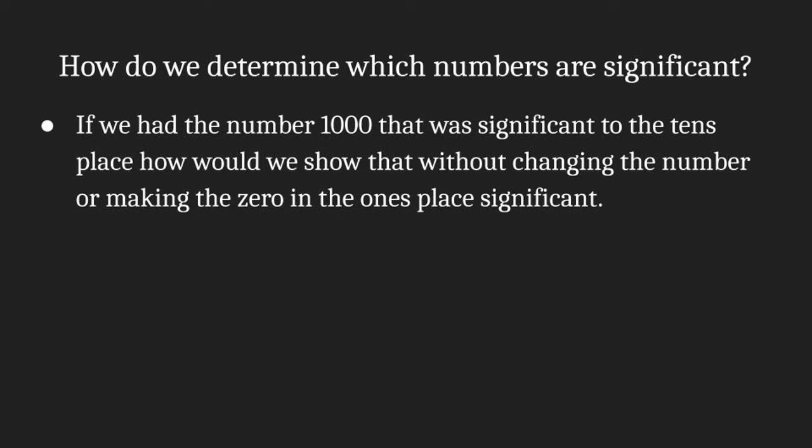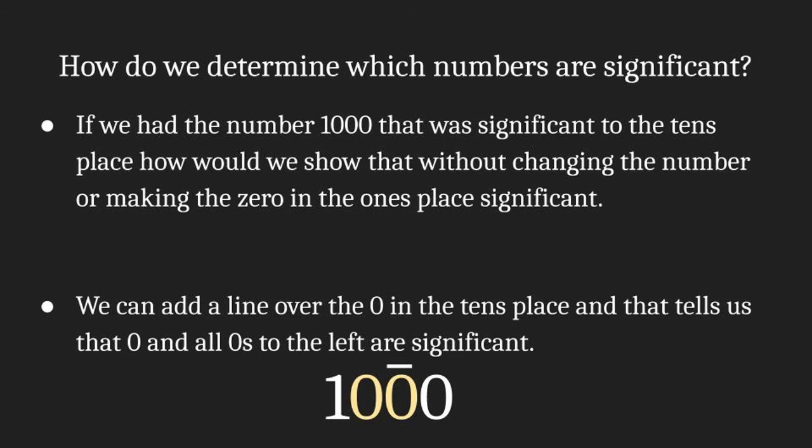Now, there's one special case we have to talk about. Let's say we measure that something was 1,000, but we knew that the 0 in the hundreds and tens were significant. How would we show this without adding a decimal and then making the 0 in the 1 significant as well? What we could do is put a line over the 0 in the tens place, and that will tell us that every 0 in the tens place, and to the left of that, so the 2 yellow zeros shown in the number I typed below, are significant. And the 0 in the ones place would be insignificant.